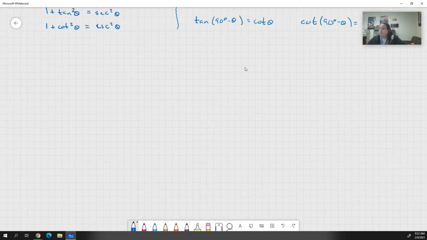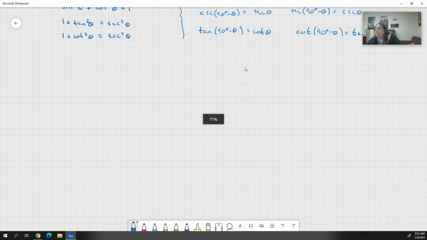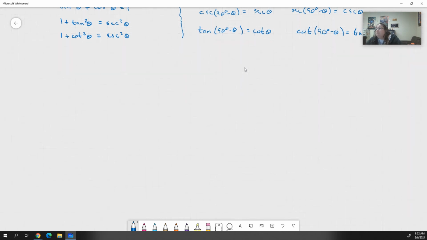So we're going to move up here and we're going to make our screen full size again. We're going to go applying trig identities. And that's what we're going to be doing today for the most part. We're going to apply them and then we're going to prove them.